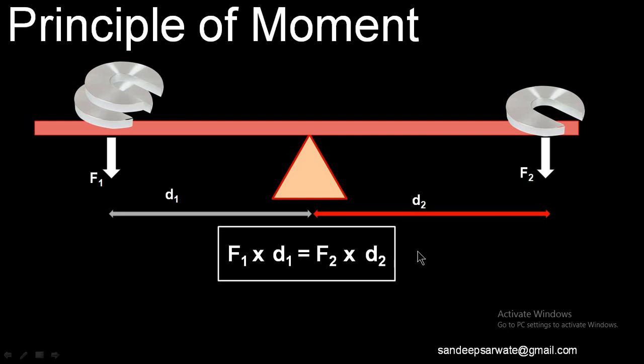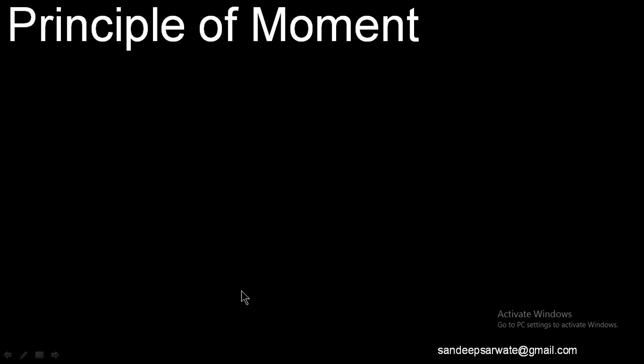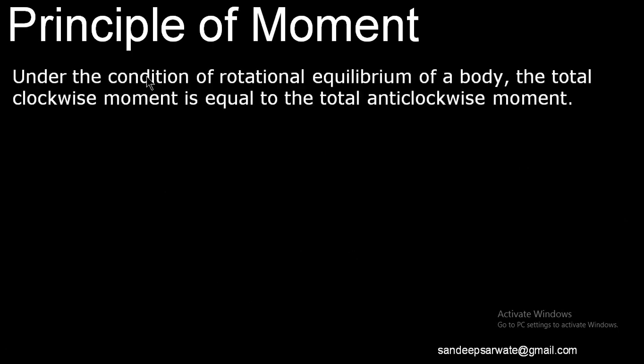Under this condition, this rod is said to be in rotational equilibrium. That is, it will be neither rotating clockwise nor anti-clockwise. So this is the principle of moments, which says that under the condition of rotational equilibrium of a body, the total clockwise moment is equal to the total anti-clockwise moment.